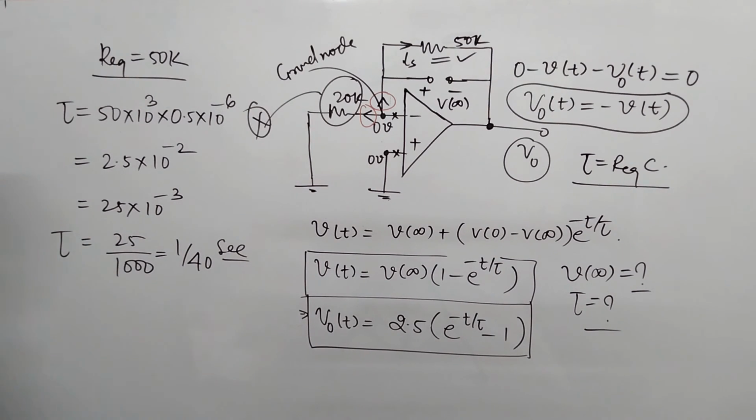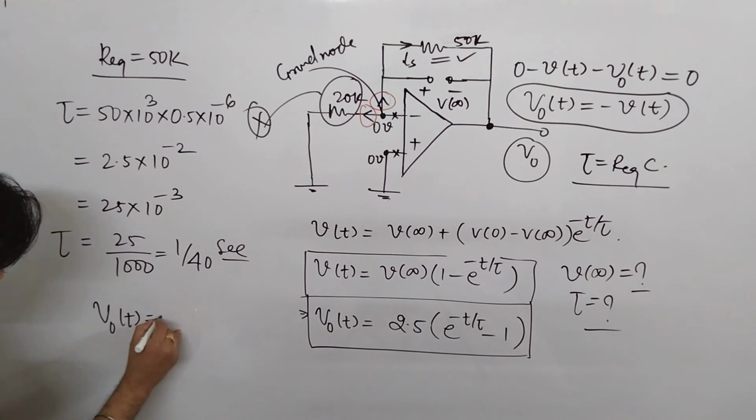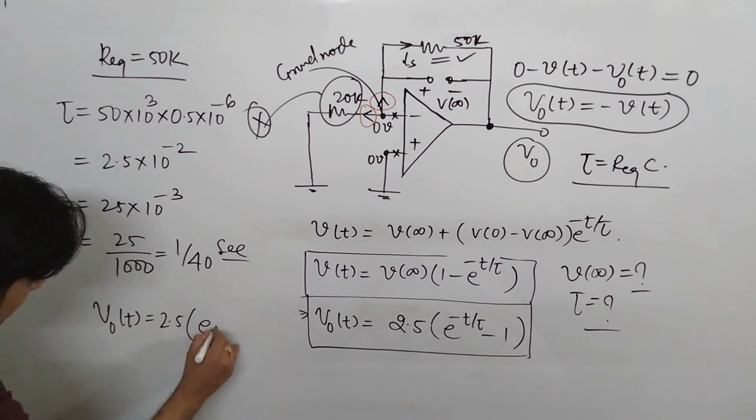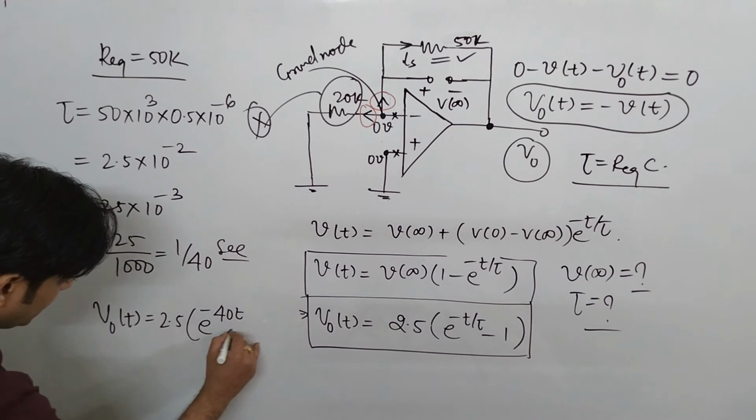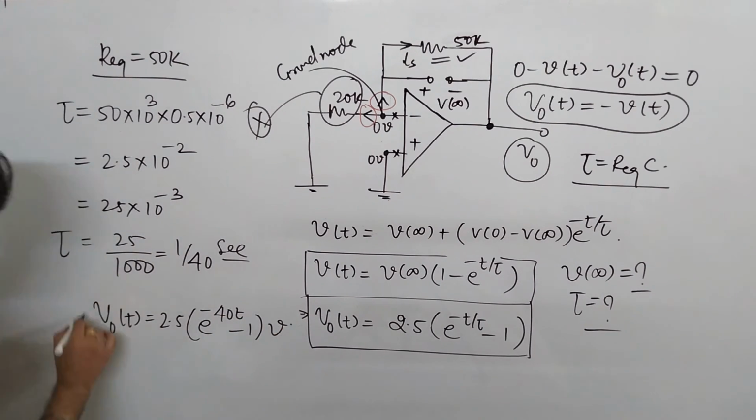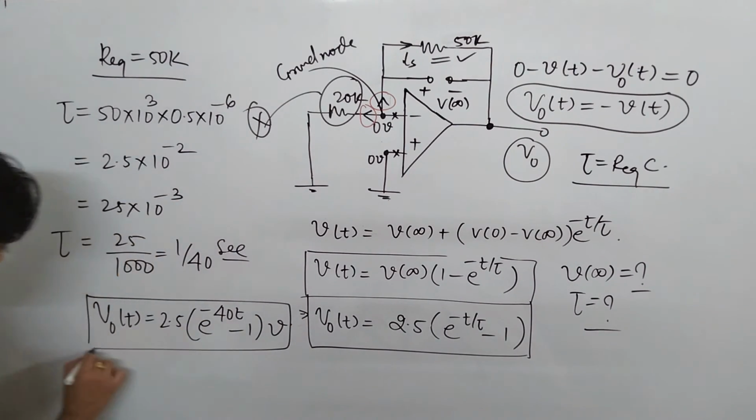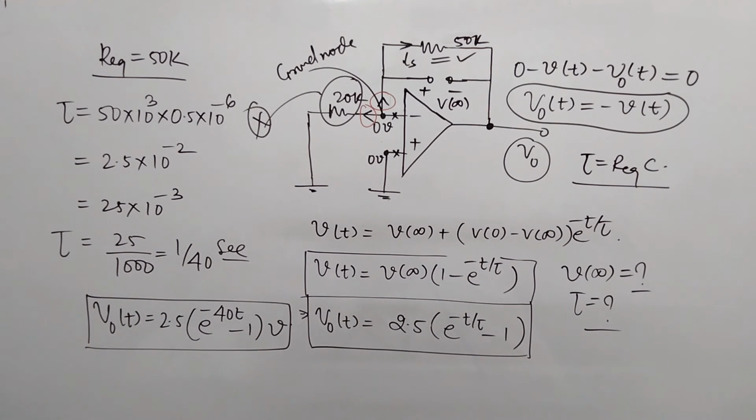So once you know the value of tau, the solution for V0(t) comes to be 2.5 e to the power minus 40t minus 1 volt. This is the final answer, and this is how we have found the value of V0(t). Very important and good question. Now we will go for the next problem.